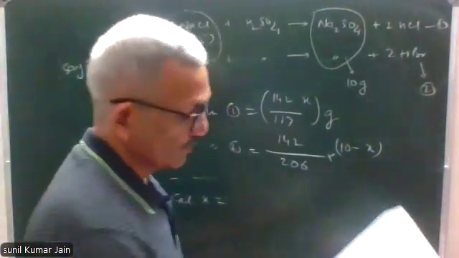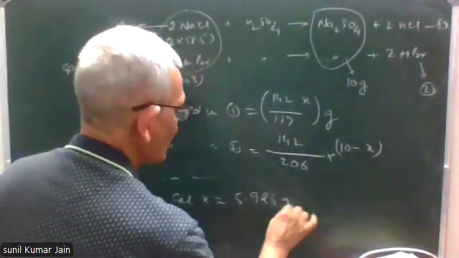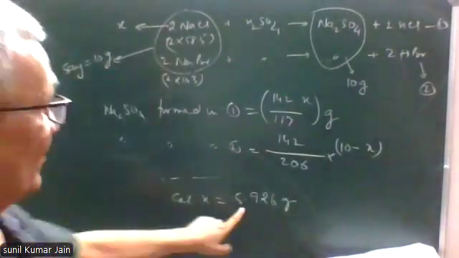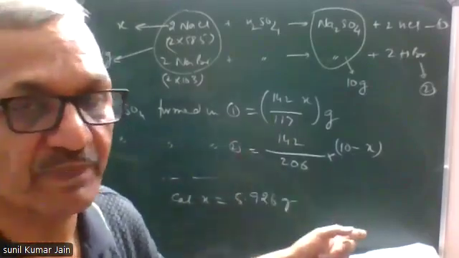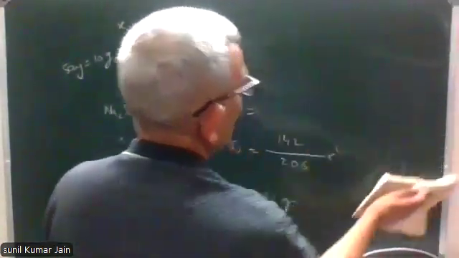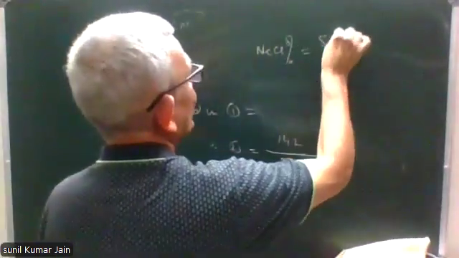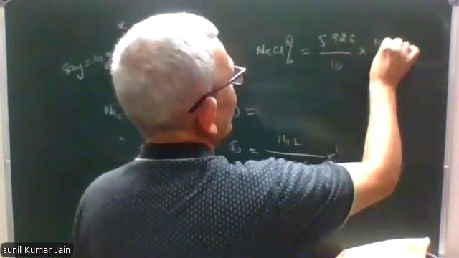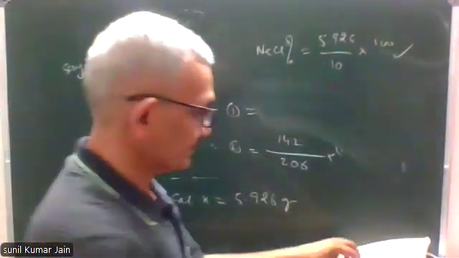X will come out to 5.926 gram. It means out of 10 grams mixture, 5.926 grams is sodium chloride. From this, we can calculate the percentage of sodium chloride in the mixture, and that percentage will be 5.926 divided by 10 into 100. This is the percentage of sodium chloride in the mixture.